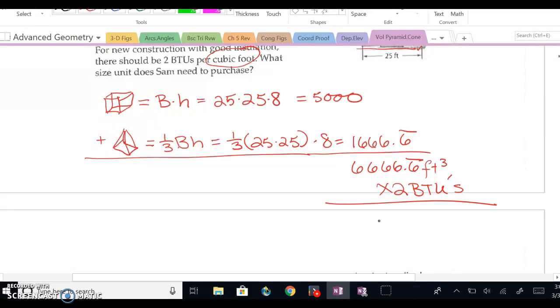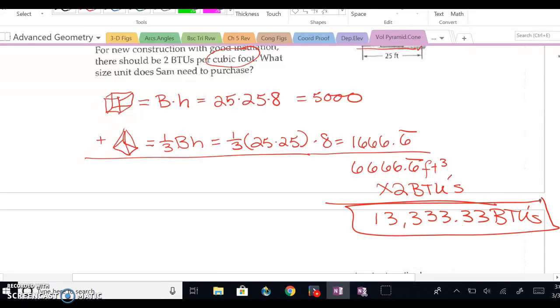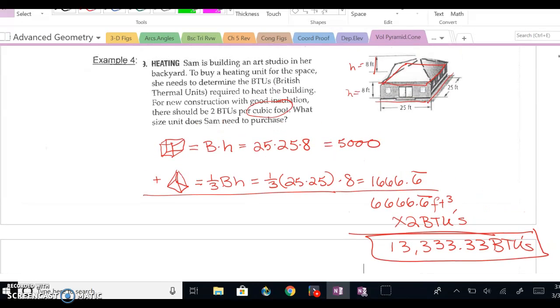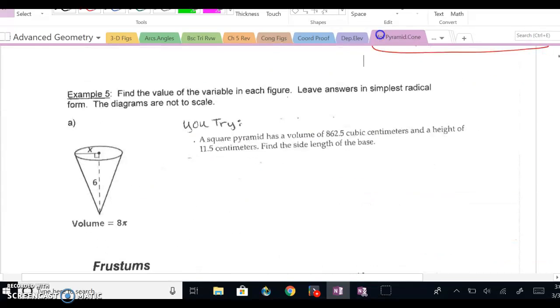And so our final answer, oh, darn, I put the wrong thing in my calculator. Times 2 comes out to 13,333.33 BTUs. And BTUs really are the unit that's used for air conditioning units and heating units to decide what size air conditioning unit you need to purchase or heating unit you need to purchase for your house. They do these calculations with British thermal units.